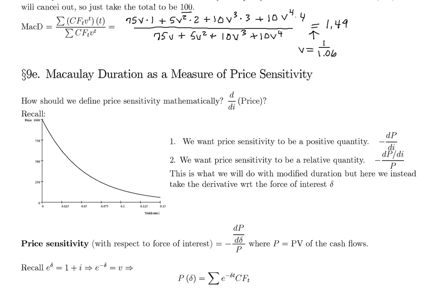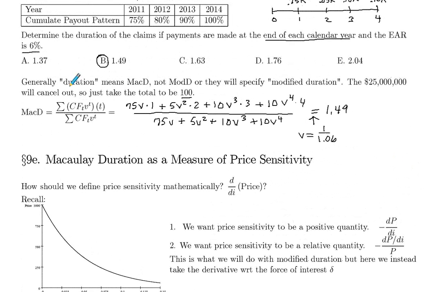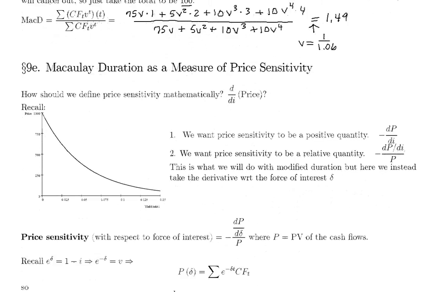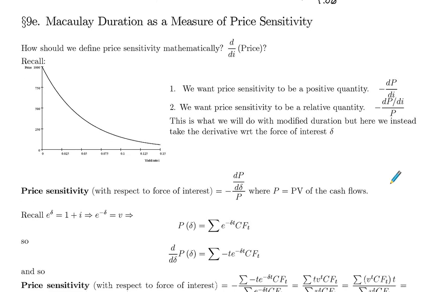Oh, and I just wanted to mention this comment up here. When you see the word duration, like up here in the problem, they say determine the duration, and they didn't specifically call it Macaulay duration. So when they say duration, they mean Macaulay duration. And there's another type of duration that we'll talk about called modified duration. And if they mean modified duration, they'll actually specify. So when you hear duration, we're talking about Macaulay duration, weighted by the present values of the cash flows.